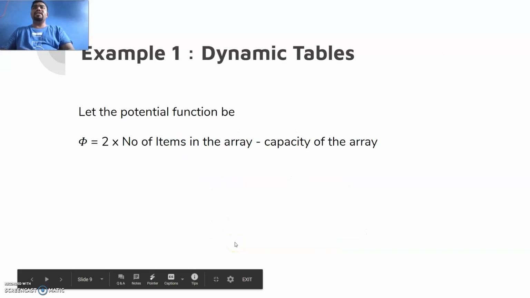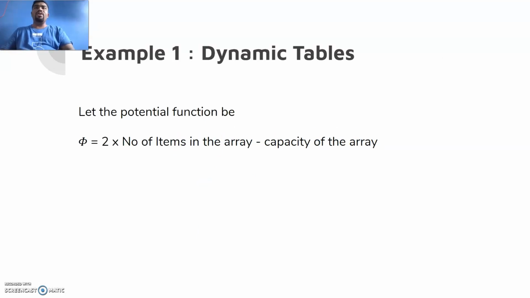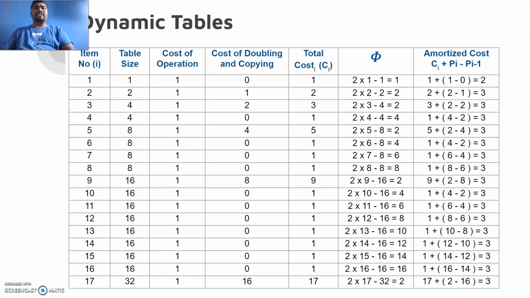Now, let's understand with the help of a dynamic table. We all know what a dynamic table is. You can refer to my previous lectures, and I'll put up the links of the previous lectures in the description of this video. You can go over there and check out how we work with dynamic tables. So now let's understand with the help of an example. In this example, we see that we define something phi.